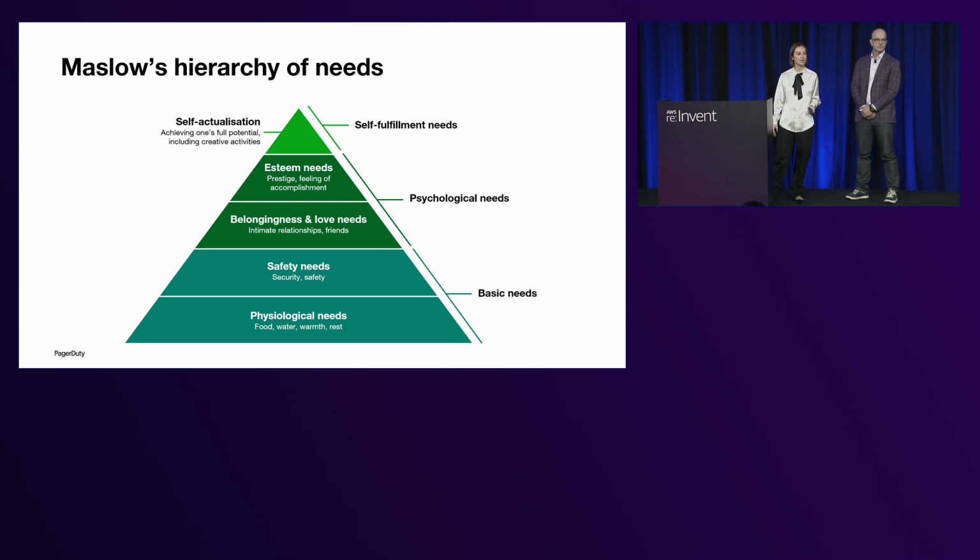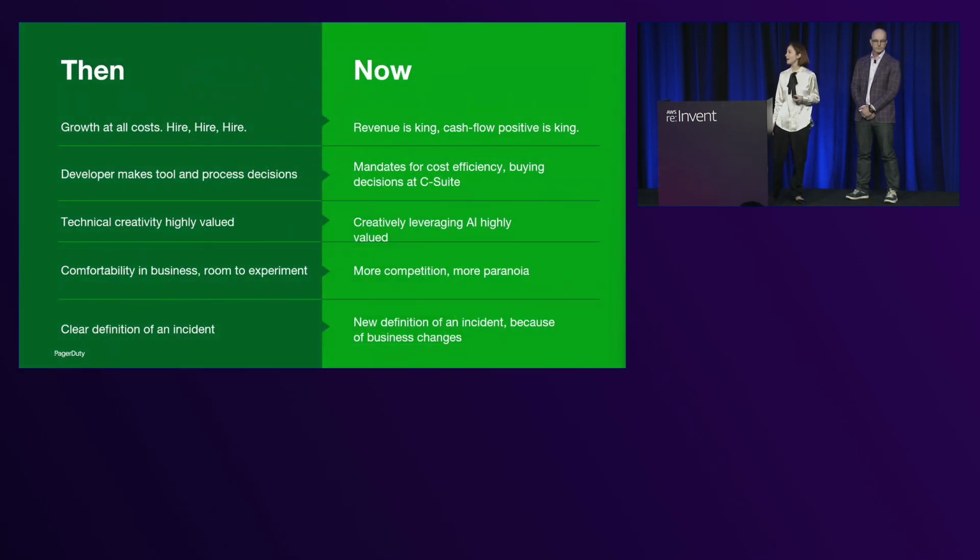But a lot has changed in the last couple years, right? So much has changed. We were kind of in a growth at all costs industry and everyone was hiring, right? And now revenue's king, being cash flow positive is king. We had developers making a lot of tooling and process decisions, and now there's more mandates for cost efficiency. There was really highly valued technical creativity, and now it's creatively leveraging AI that's highly valued. And there's more comfortability in business, more room to experiment, but maybe companies are facing more competition and more paranoia.